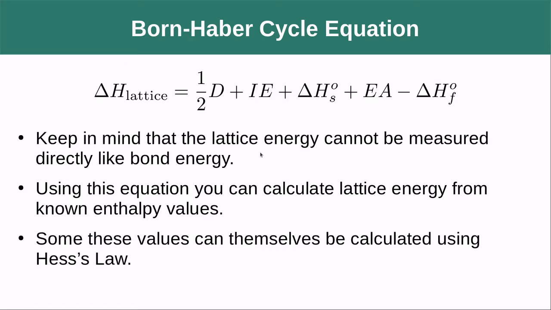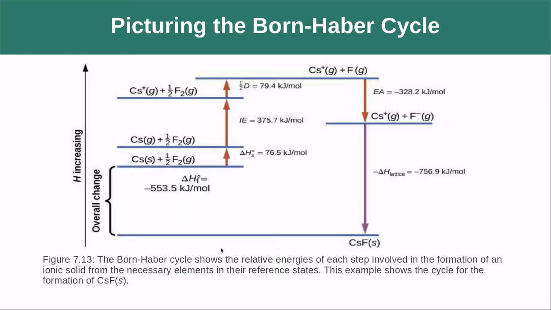Keep in mind that lattice energy cannot be measured directly like bond energy. We have to do several different measurements, or we have to rely on calculating it using the first equation. But we can get at it using this value here. And here is the overall diagram. So what we want to get is to this piece right here. So if we're able to add up all of these values and then subtract out this value here, we can get this missing piece here, which is the lattice energy.